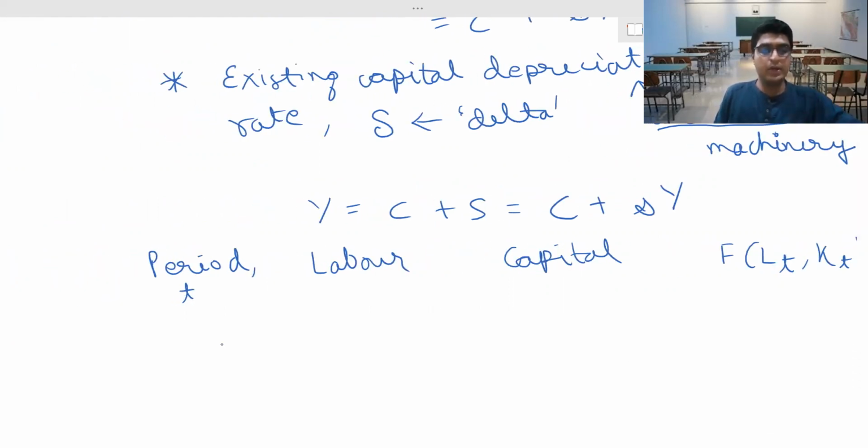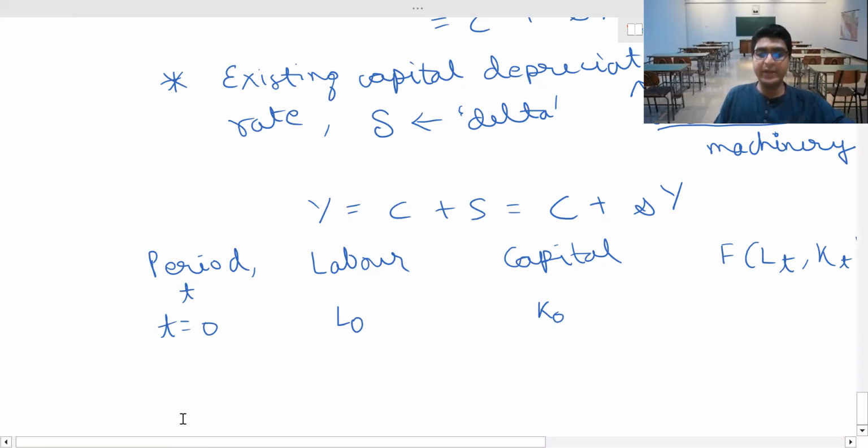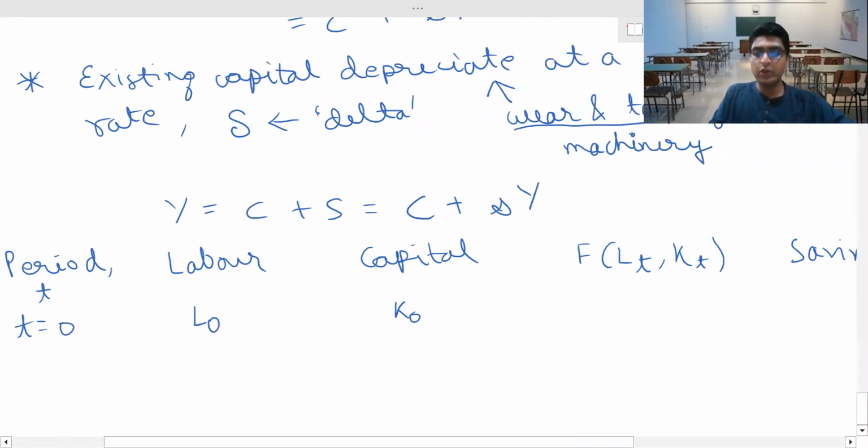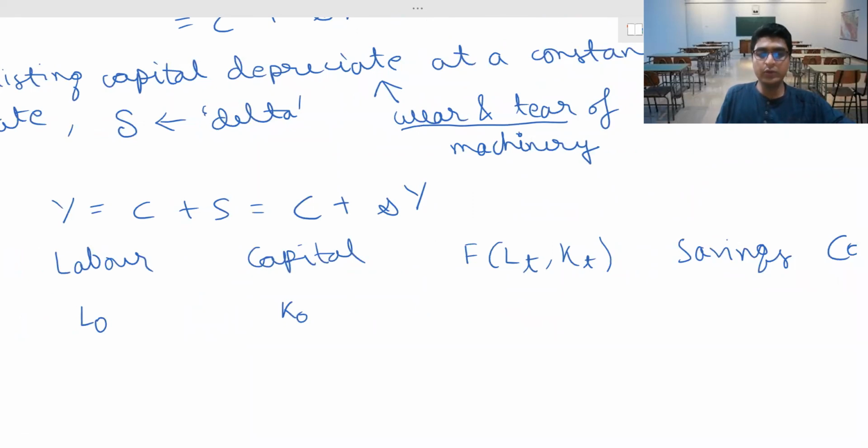So the initial time period is 0. Okay. So at time period 0, labor is equal to L0. It is already given to us. Capital is equal to K0. It is already given to us. And then using labor and capital, I can produce some output. Okay. Which is equal to what? It is equal to Y0. Okay. Y0 is equal to what? F of L0 and K0.